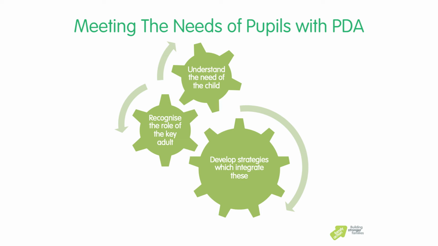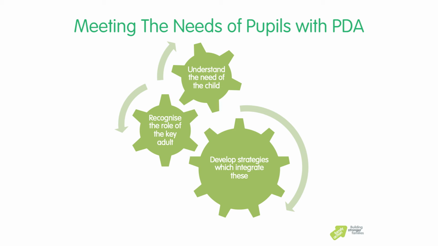As you can see with these three cogs, we are able to support the child by firstly understanding the needs of the child. This is your first stage. Three main causes of challenging behaviour are anxiety, sensory differences and communication, but it is often a combination of all three. Secondly, recognising the role of the key adult. The key adult needs to understand the child with PDA's needs and work with the child to help them to feel safe and secure within the school setting.